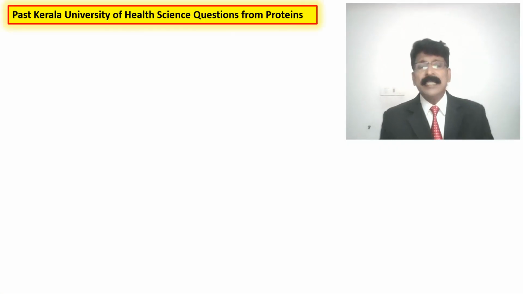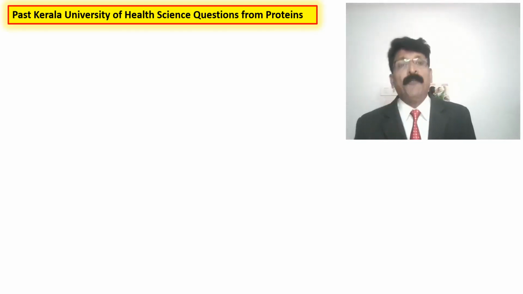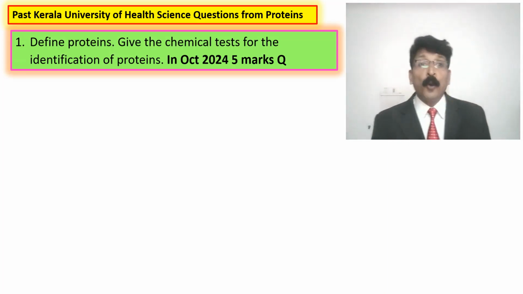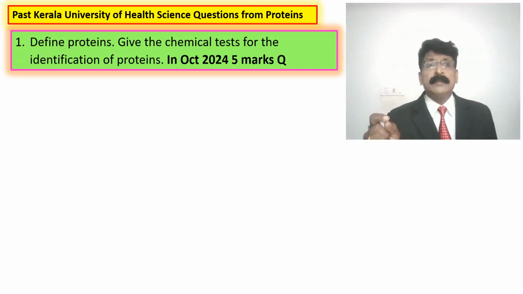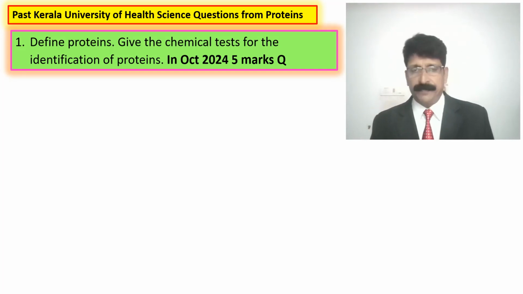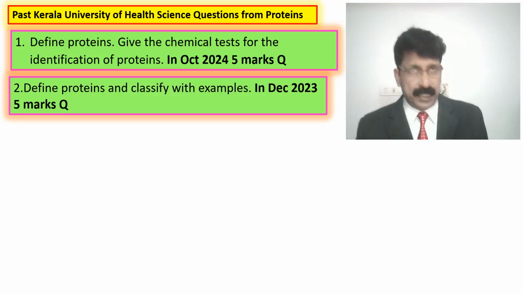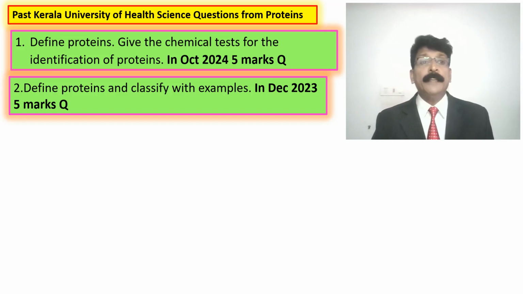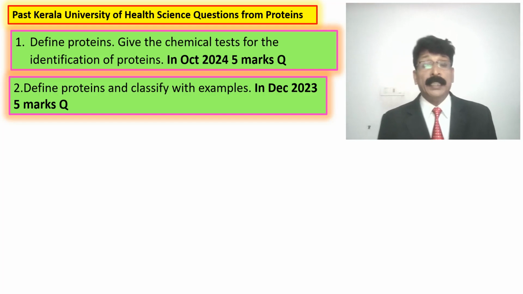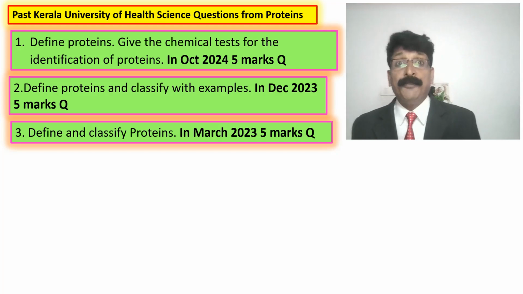The past Kerala University of Health Sciences questions on proteins for Form D students. You see: define protein, give the chemical test for the identification of protein, 5-mark question. Define protein and classify with examples, December 2023, 5-mark question. Define and classify protein, March 2023, 5-mark question.